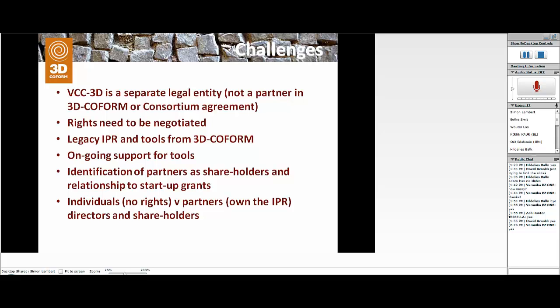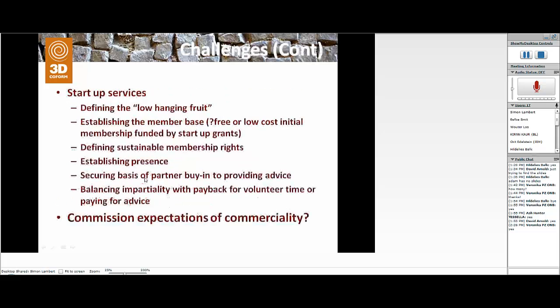But that gives a different set of things, because the individuals have no rights to the results of the project, and the partners who own the IPR also appoint directors and are likely to be shareholders. So there's an interesting balance of particular roles in the legal framework of the VCC 3D. Now we're steering our way through that as I speak, and we've got various things happening which have got close to resolving that, but it's taken a lot longer than you might imagine to steer through that morass.